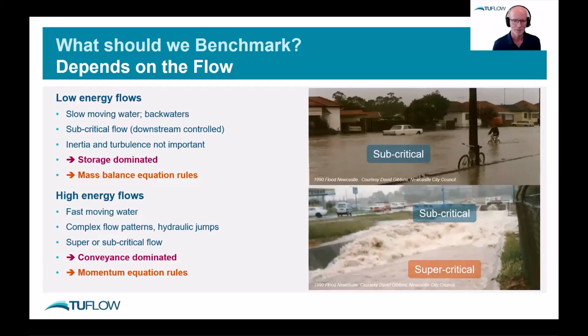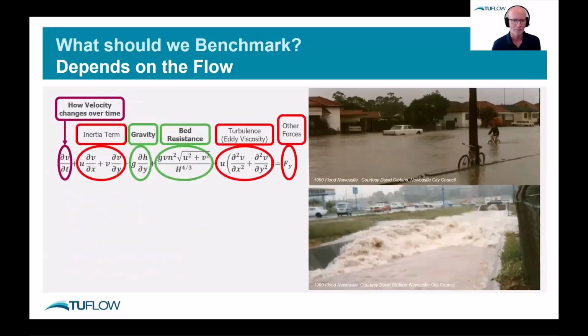You've got a combination of super and subcritical flows. This is what we call conveyance dominated flows, where the momentum equation rules. So just to jump in a bit on the terms, effectively on the top right photo, we can ignore inertia and turbulence and any other forces. So we have a much simpler equation to solve, and that's what we call the diffusive wave solution.